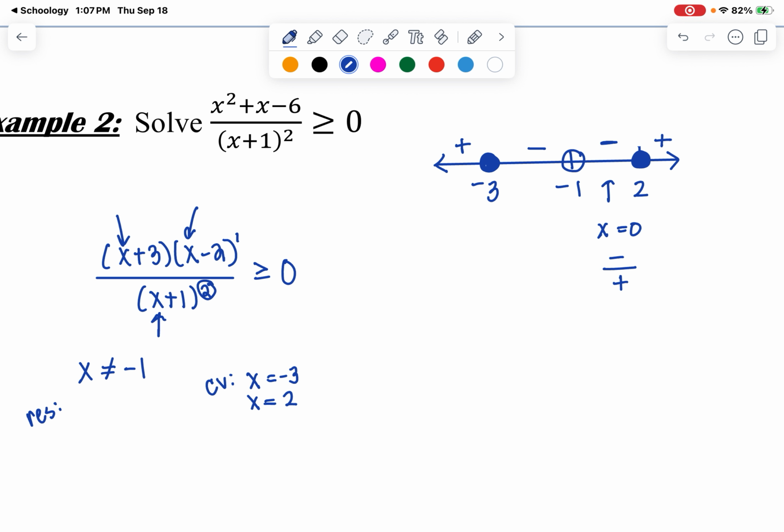Now I'm going to look at what I want. I want greater than or equal to, so those are my positive values. So these are positive and these are positive. And now I'm going to write my solutions. So that is negative infinity to negative 3, bracket, because I'm including my negative 3, union, bracket 2, include 2, forever. And there's your solution set.